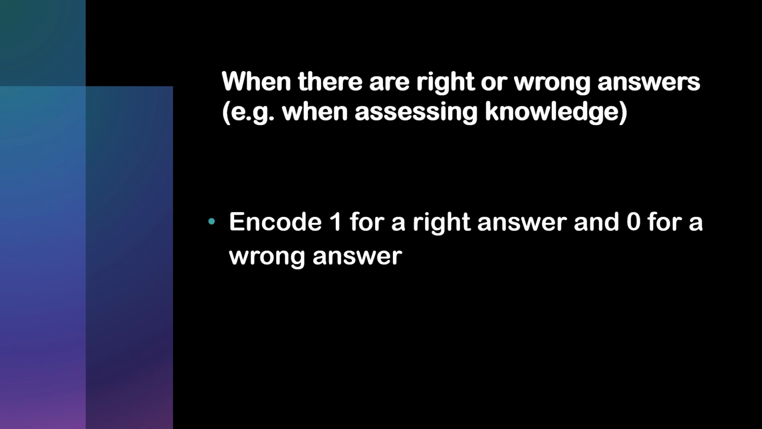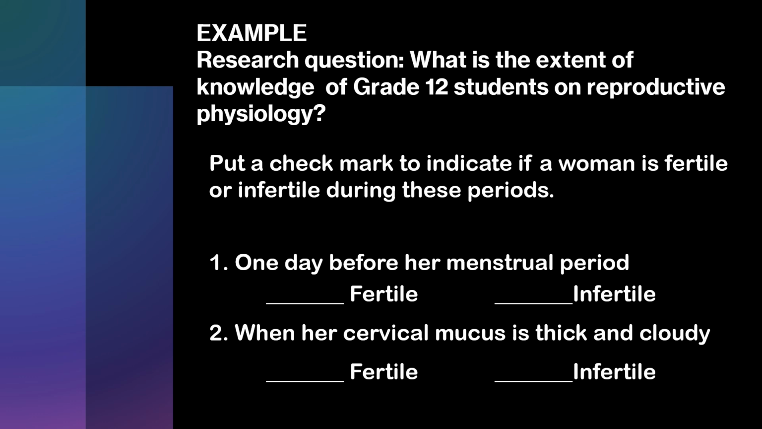But when there are right or wrong answers, example, when assessing knowledge, encode 1 for a right answer and 0 for a wrong answer. For example, the research question is what is the extent of knowledge of K-12 students on reproductive physiology? The instruction is put a check mark to indicate if a woman is fertile or infertile during these periods. For both of these items, the correct answer is infertile. But let's say the respondent checked fertile for item number 1. Since this is the wrong answer, then encode 0. And let's say the same respondent checked infertile for item number 2. This is the correct answer, so score it as 1.